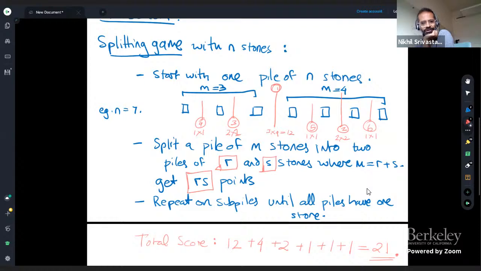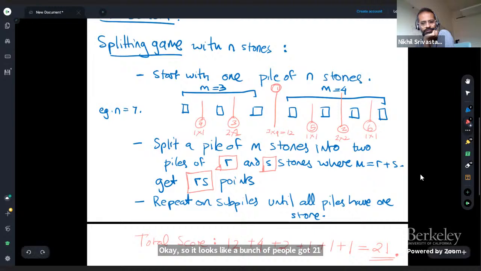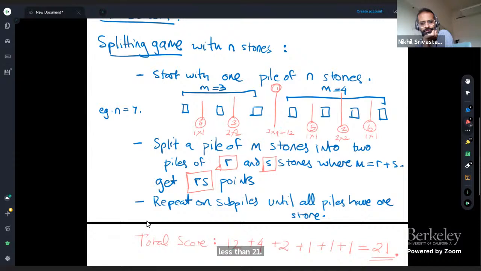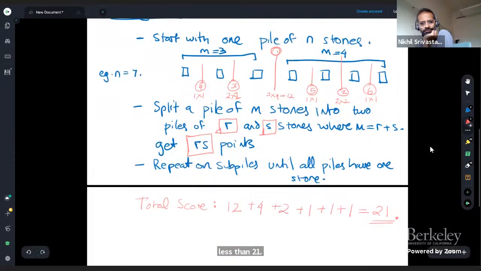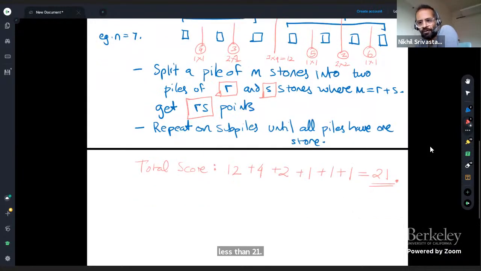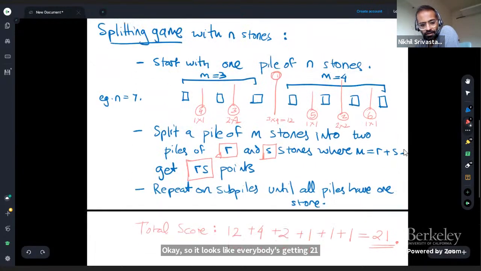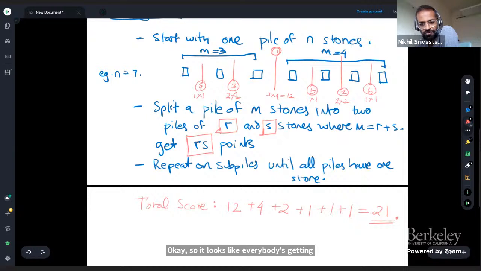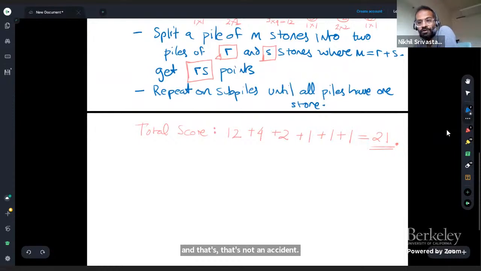Okay, so it looks like a bunch of people got 21. Anybody get more than 21? Less than 21? Okay, so it looks like everybody's getting 21. And that's not an accident. So it's actually a theorem that you always get 21. It doesn't matter how you play this game, you always get 21.